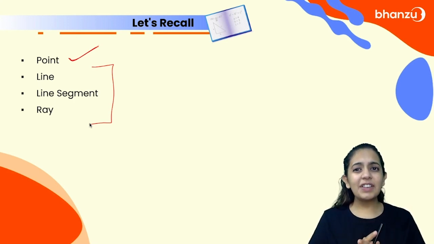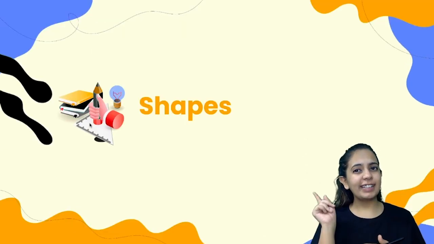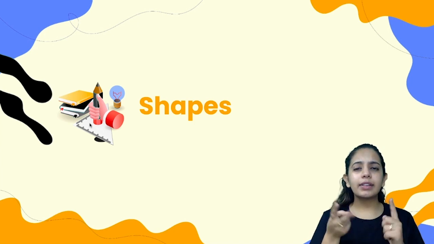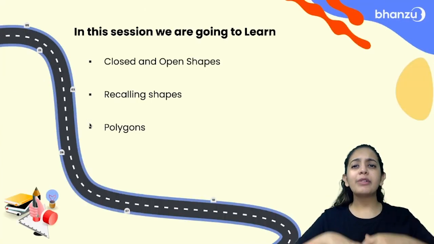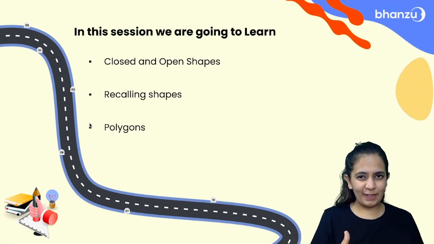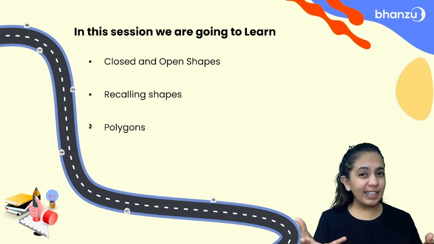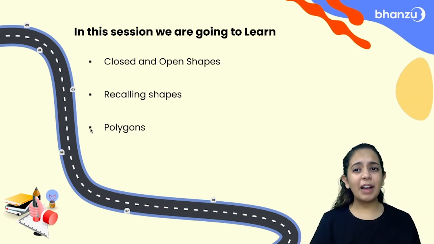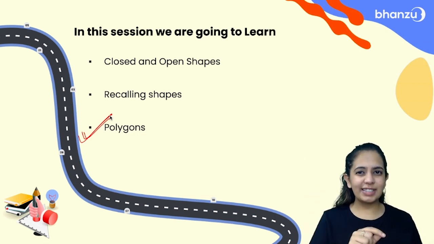So in this class, we're going to talk about a few more shapes. I hope you remember the shapes that we have already learnt in the previous sessions. Square, rectangle, circle, triangle. In this class, we're going to talk about a few more shapes around us. That is closed and open shapes, polygons. Polygons might be a new word for you, right? So pay all your attention towards this session.